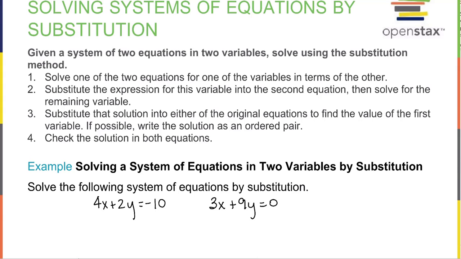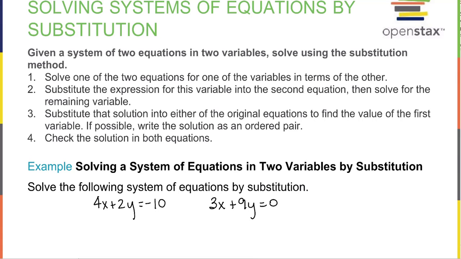So looking down here, I have 4x plus 2y equals negative 10 and 3x plus 9y equals 0. You could either solve for this x or this y in the first equation, or this x or this y in the second equation. So you've got choices, and everybody could choose something different and still end up with the same answer. Once you do that, you substitute the expression for this variable into the second equation and then solve for the remaining variable. Once you get that, you substitute that solution into either of the original equations to find the value of the first variable. And if possible, write the solution as an ordered pair. And then check your solution in both equations.